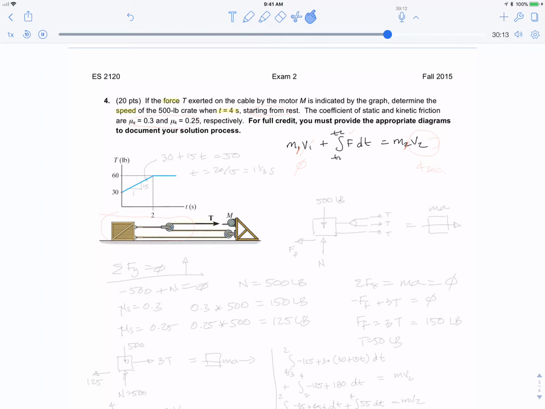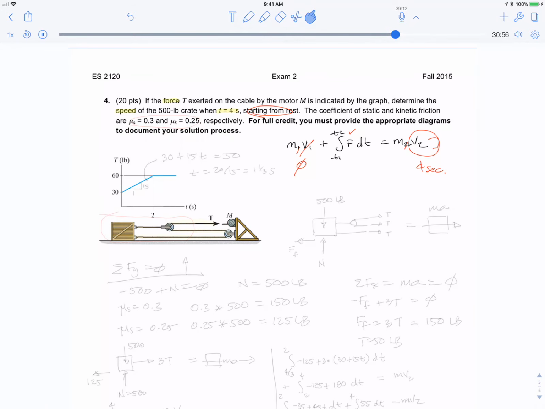Okay, so let's see what we have here. We know the force, or we can get the force from a free body diagram, and it's a function of time, at least the tension is. We've got to figure out what the force on the crate is. And it starts from rest, so that's 0, and it's wanting to know what's the velocity at t equals 4 seconds.